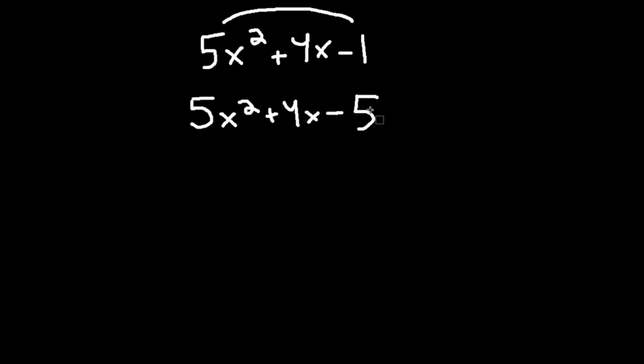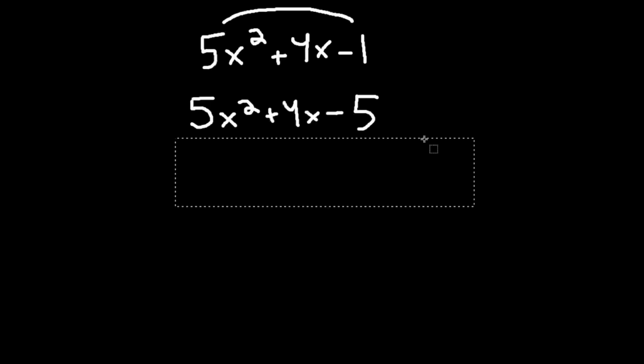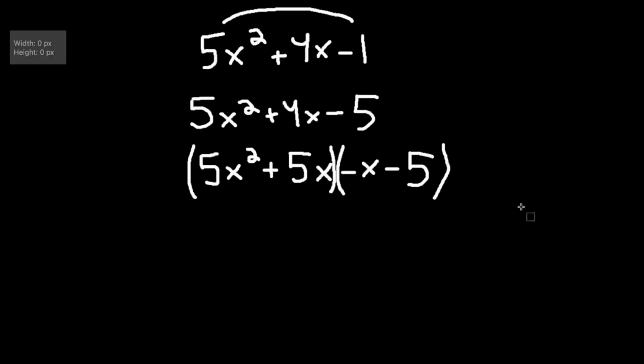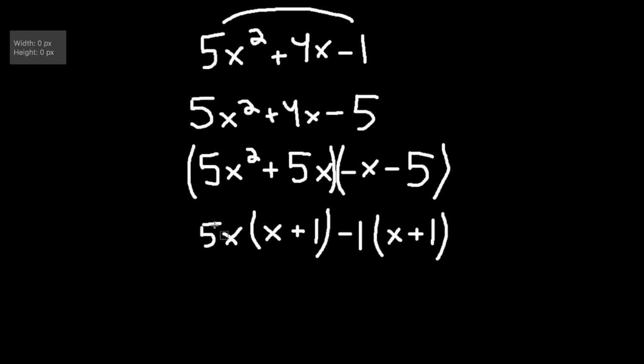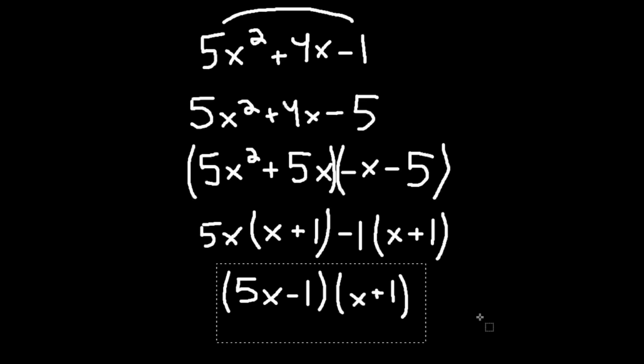I have another video on that if that's confusing to you, or you just want a refresher, maybe, whatever it is. Our two numbers that will multiply to give us this -5, yet add to give us this +4, or +5, and then -x. Set aside the parentheses to divide the equation into two parts. Factor out the GCF, being 5x in the first part, -1 in the second part, and then that is your equation.